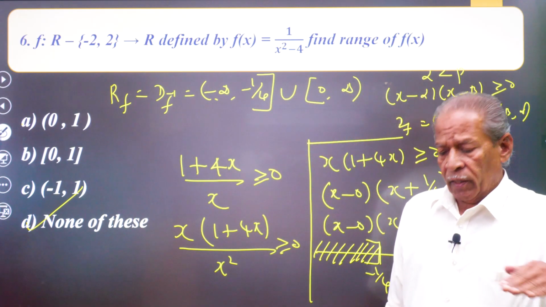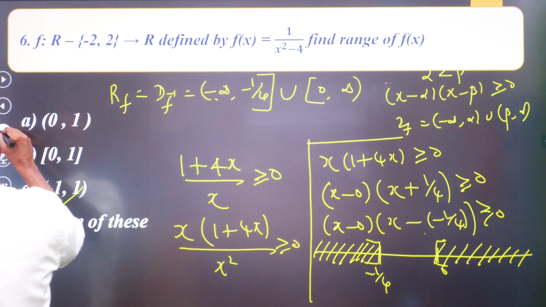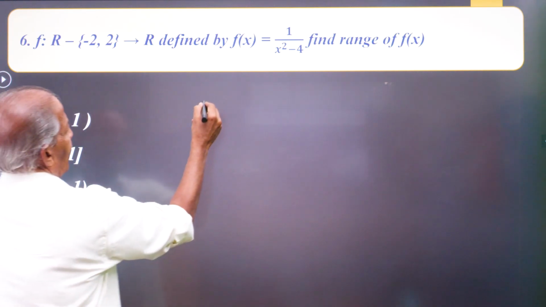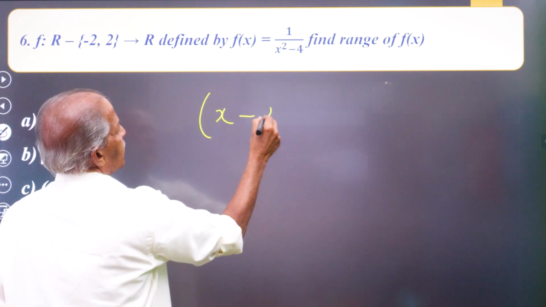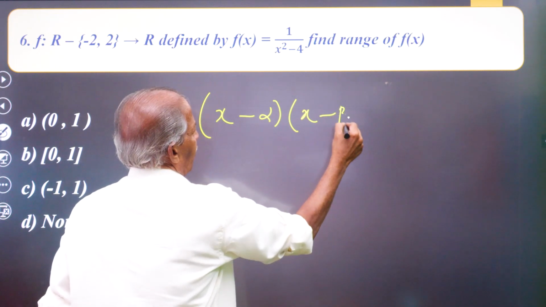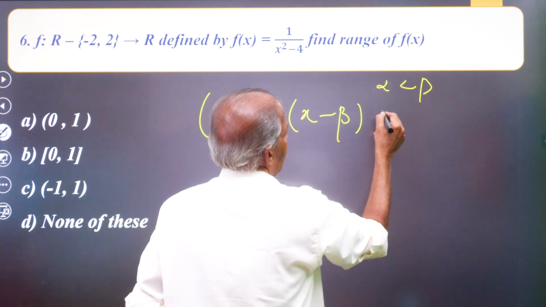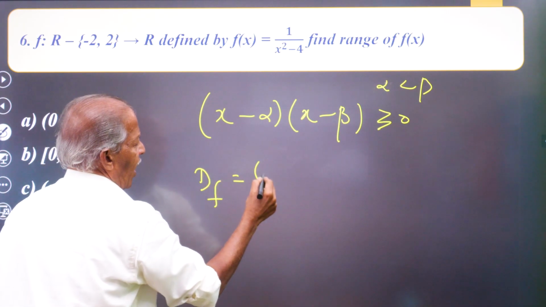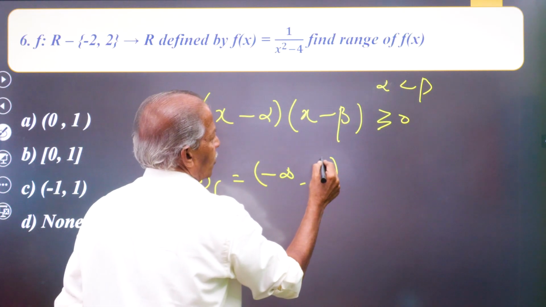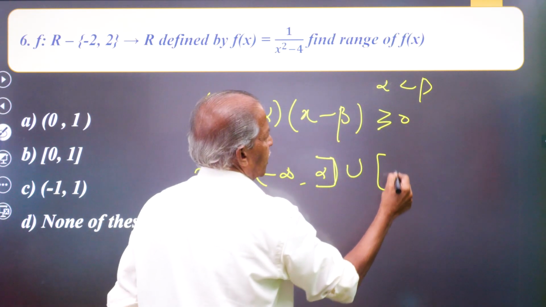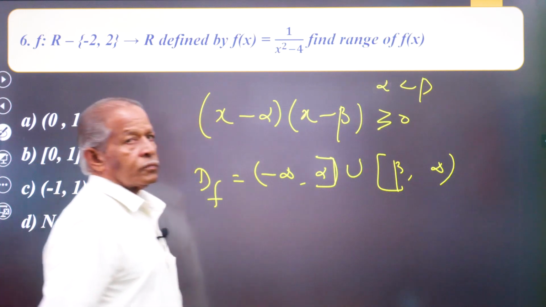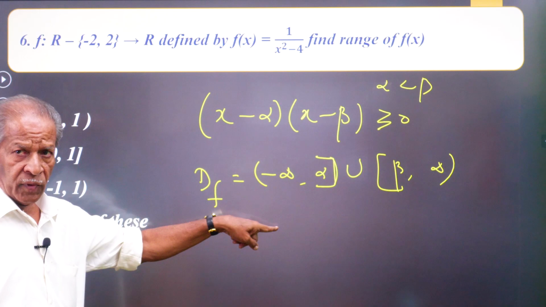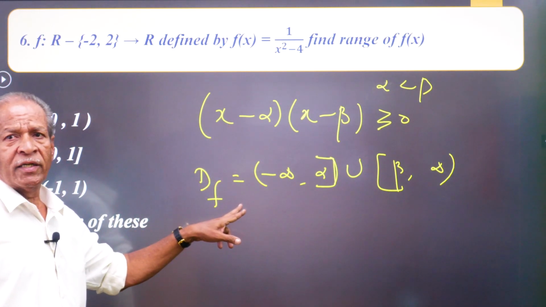Before that I am giving one result. I have to recall it for you. That is, in the problem I am using x minus alpha into x minus beta, where alpha is less than beta, is greater than or equal to 0. Then the domain of the function equals minus infinity to alpha closed interval union closed interval beta to infinity. That is the domain of the function. This result I am using. If you know the result only, you can write the answer immediately.